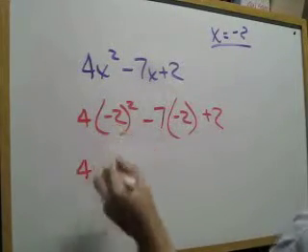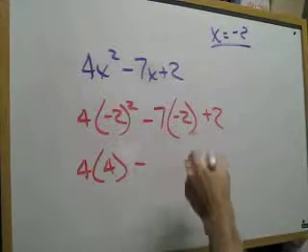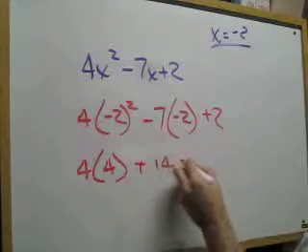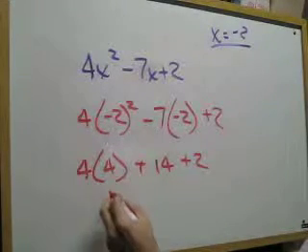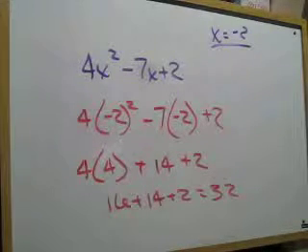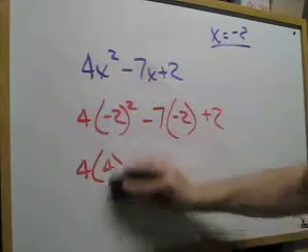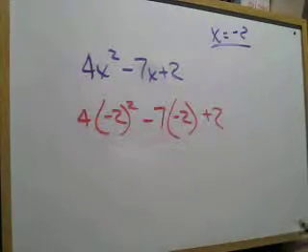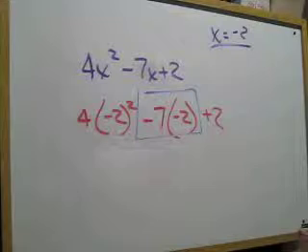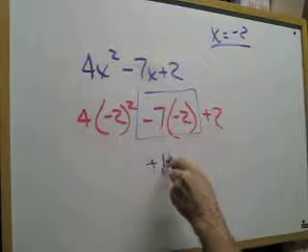So negative 2 times negative 2 is 4. Negative 7 times negative 2, there's two negatives there. And we have that. So now we have 16 plus 14 plus 2 equals 32. Let me show you a couple different ways that you can do a certain part that we have here. This part right here. You can do it two different ways. One of them is the way I did. Negative 7 times negative 2 is positive 14.